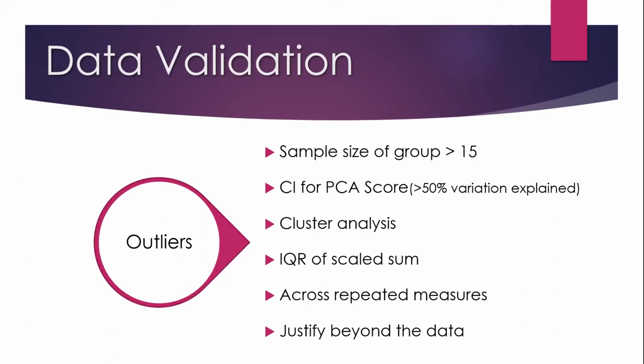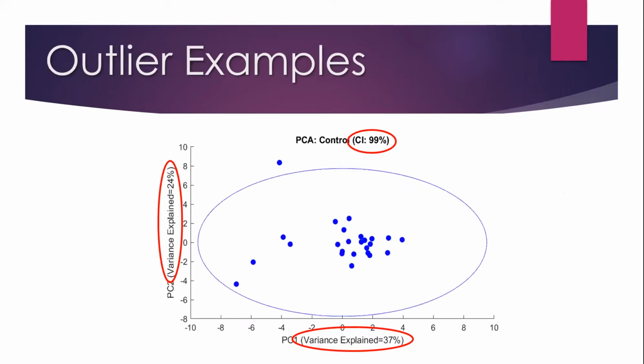Then lastly, always try to figure out why the case looks different. Was it just analytical error? Can you maybe rerun your sample, or was it clinical? The reviewers are always on your side if you can provide additional support as to why this case should be removed. Okay, so here's an example of PCA for outlier detection.